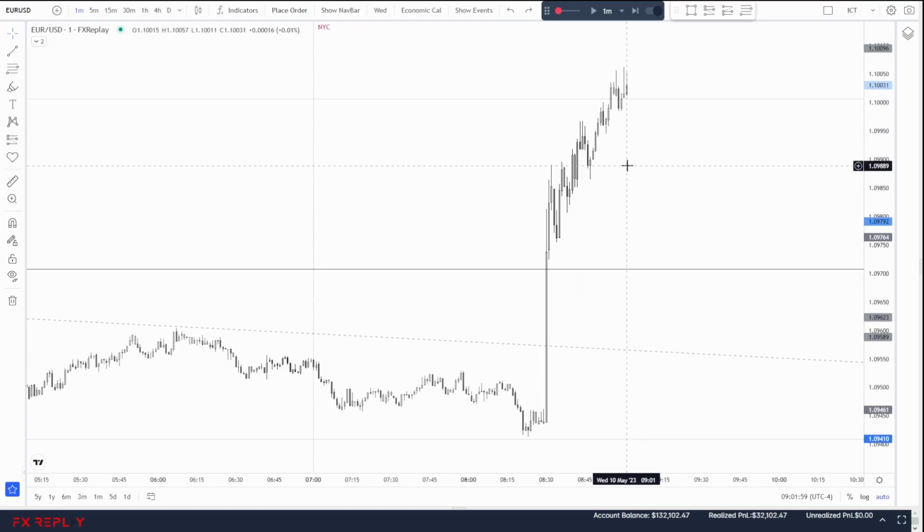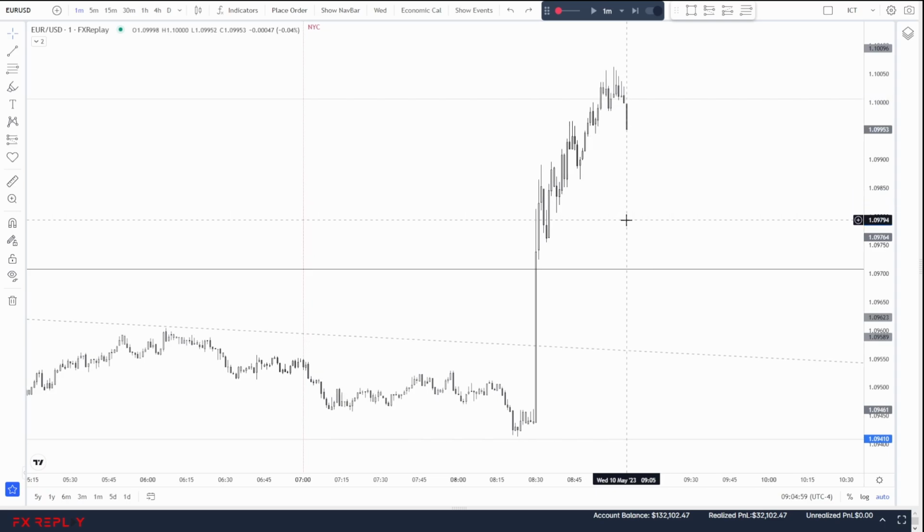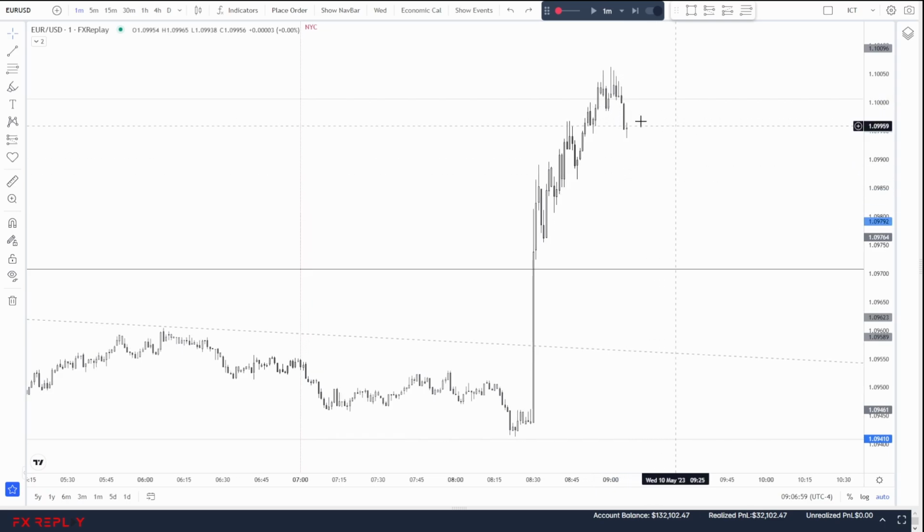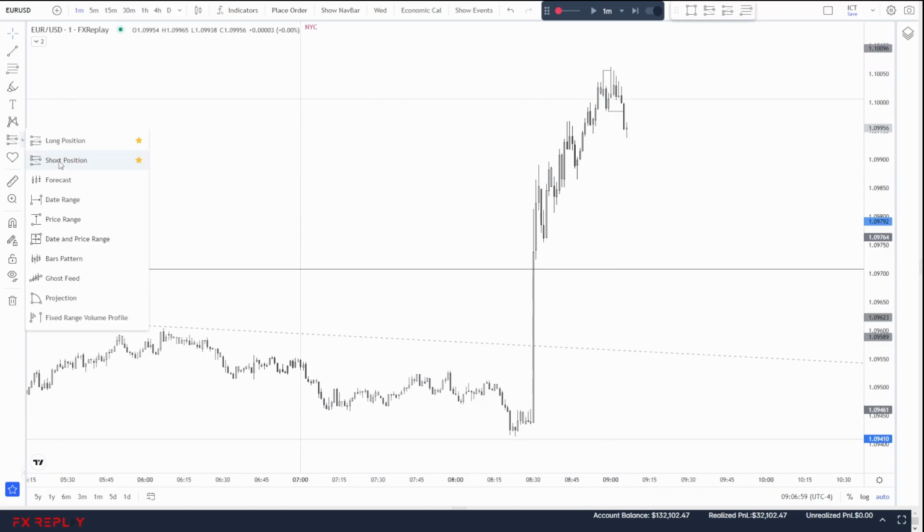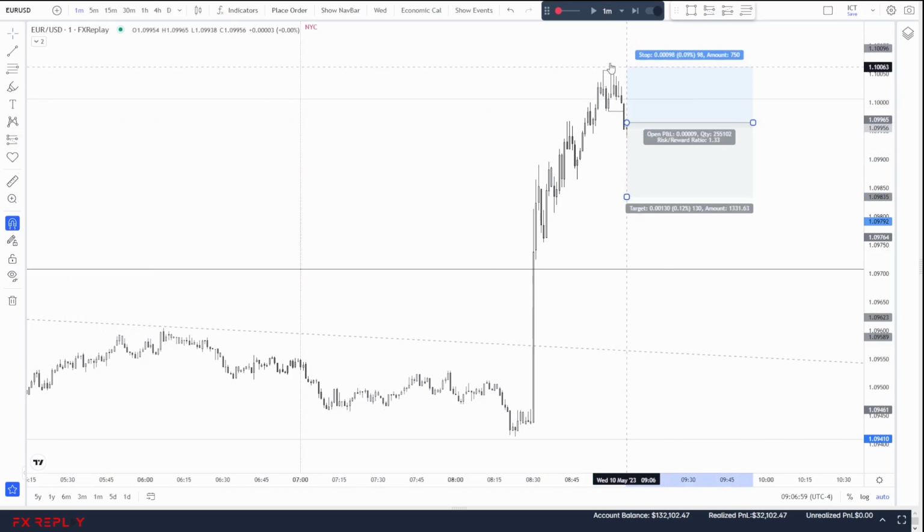What I would be waiting for right now is strong displacement to the downside, which we do get, and we immediately have a market structure shift. So we have our market structure shift. We have our high that is being violated here. So we have a perfect ICT setup. My short would go right here.